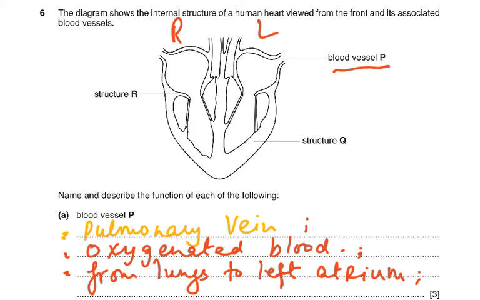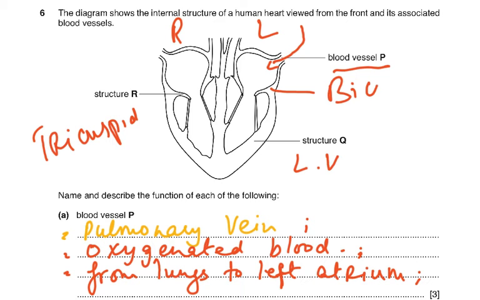So blood vessel P is blood coming from the lungs, and this is the pulmonary vein. Structure Q is the wall of the left ventricle. Structure R is on the right side, so it is the tricuspid valve. And we know that on the left side we have the bicuspid valve. But if you don't remember these names, you can even get away with atrioventricular valve. So tricuspid valve on the right side and bicuspid valve on the left side.